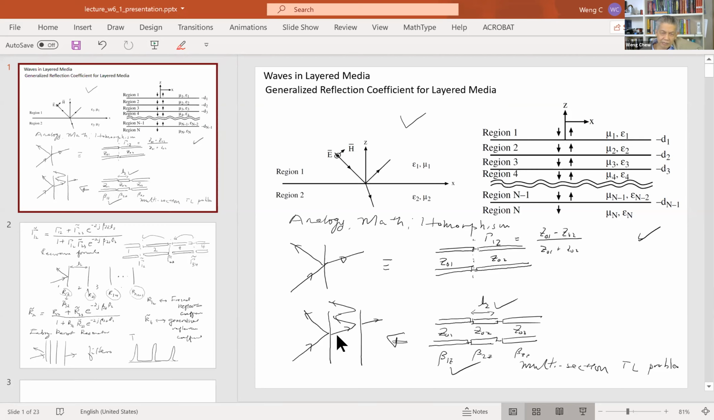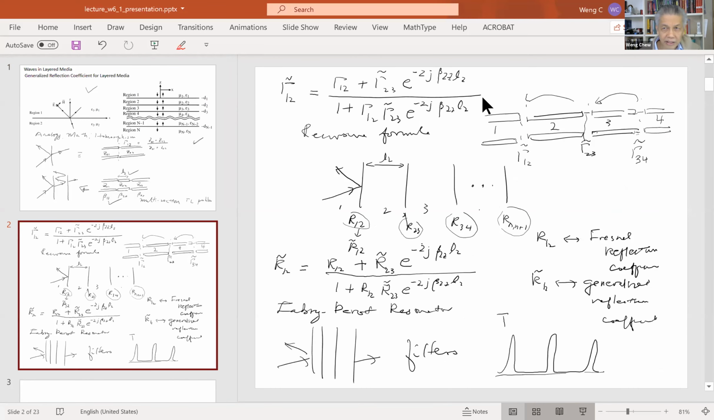And again, you can show that this problem maps mathematically to a 3-section transmission line problem, or 2-junction transmission line problem. If you know how to find the reflection coefficient of this structure, you know how to find it for this structure. We have already learned in transmission line theory that for a multi-sectional transmission line, you just use this formula recursively. You can start with this and work backward, and then find the generalized reflection coefficient at the 1-2 interface.